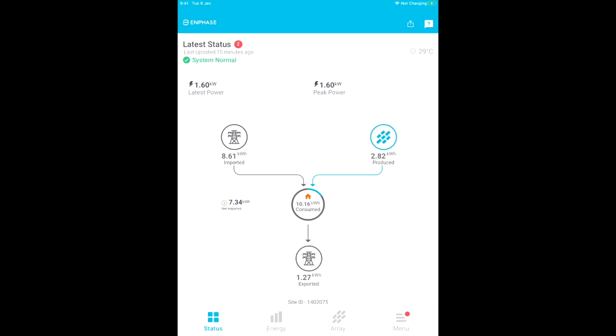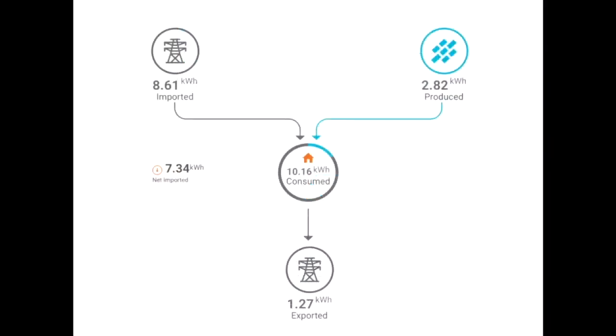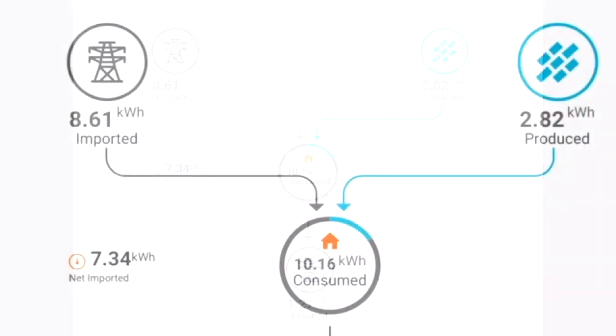This is the new home screen, and it looks, unfortunately, like they let the engineers loose on this system because they've definitely made it more complicated. So let me take you through it. In the middle is a very important piece of data, which is how much you've consumed. Now remember, monitoring runs from midnight to midnight. So in this particular case, as shown at this time of day, this customer has consumed 10.16 kilowatt hours, of which 2.82 has come from solar and 8.61 has come from the grid.